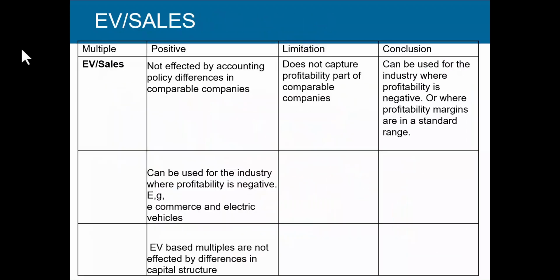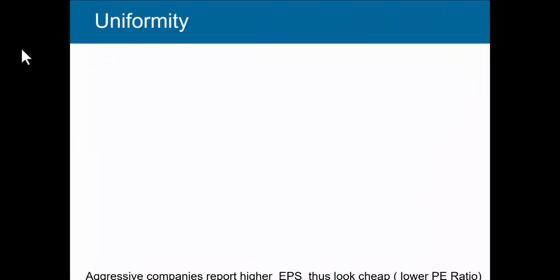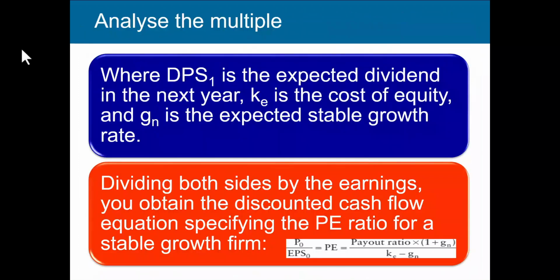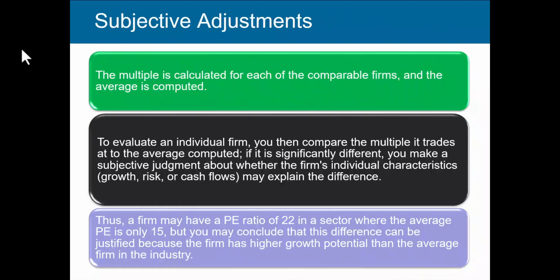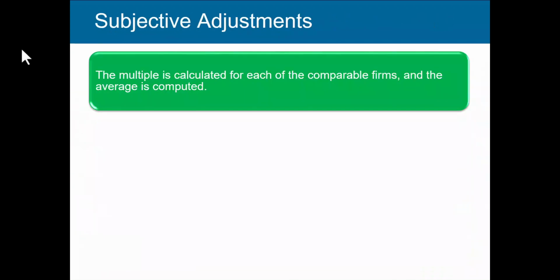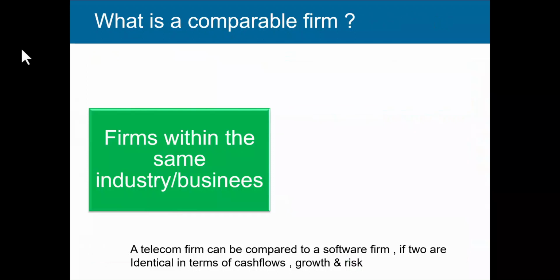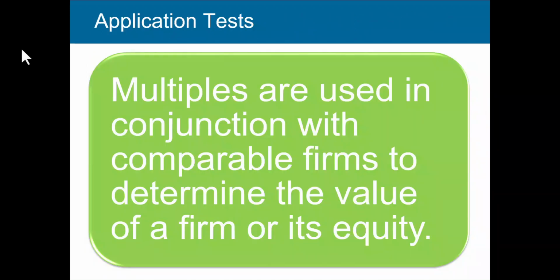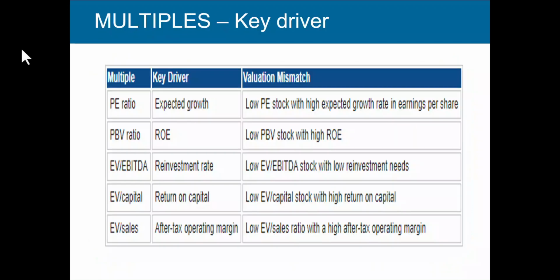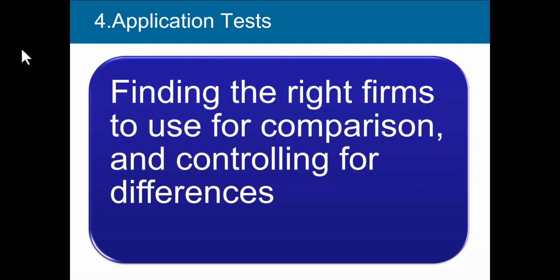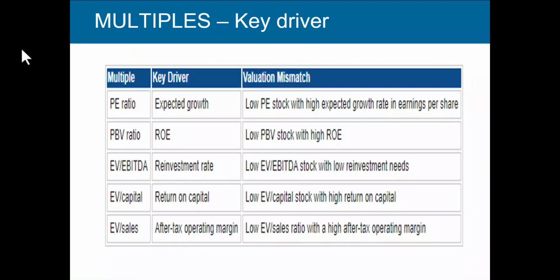So now we'll just go to the next part. So these are the multiples which we have seen so far: the PE ratio, price to book value, EV to EBITDA, EV to capital, EV to sales. So these are some of the ratios.